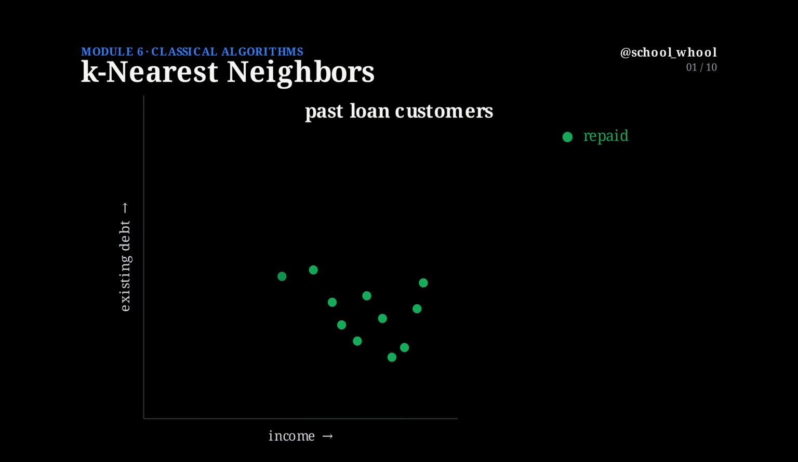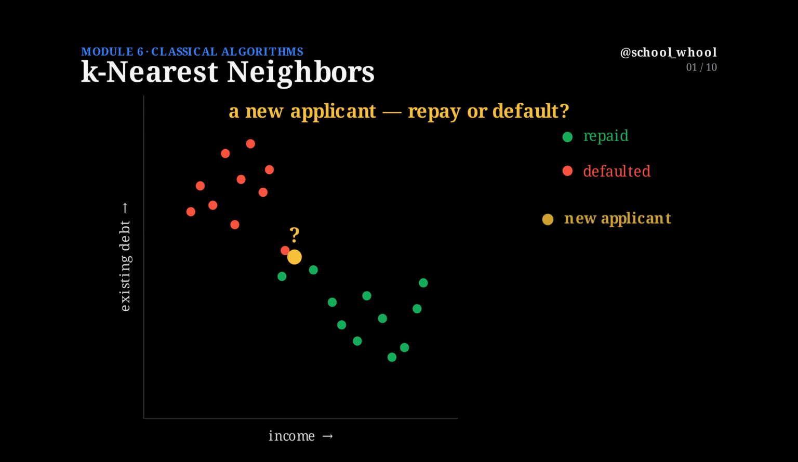Every dot here is a past customer. We place each one by two features: their income along the bottom, and their existing debt up the side. The green dots paid their loan back. The red dots defaulted. Notice how they naturally fall into two groups. Now a new applicant arrives. We know their income and their debt, so we can place them on the map, the yellow point. But we don't know the answer yet. Will they repay, or will they default?